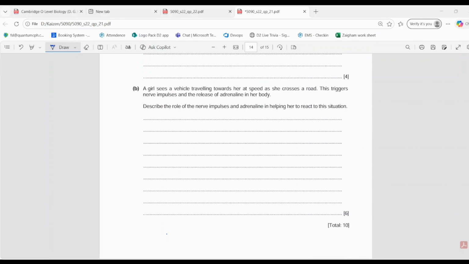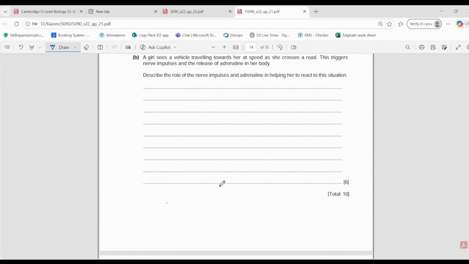What's your answer? Correct. Okay, so this is the nerve impulse. Your eyes would carry the signals to the central nervous system through the sensory neurons, and then the response is generated, and then brought back to the effector cells through motor neurons. Okay.